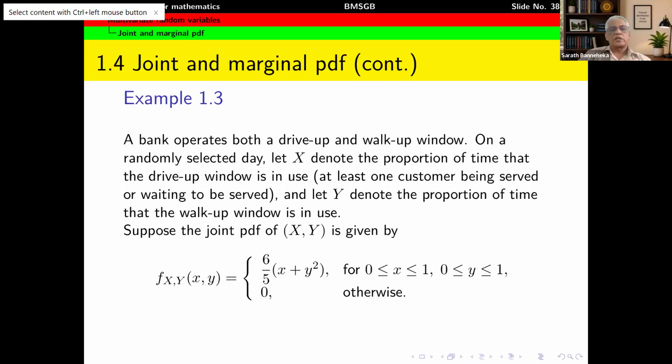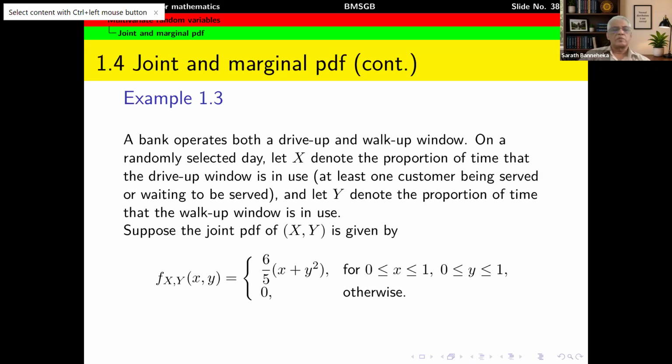On a randomly selected day, let capital X denote the proportion of time that the drive up window is in use. So again, we're looking at proportion. At least one customer being served or waiting to be served, that's what we mean by in use. So X denotes the proportion of time that the drive up window is in use per day. Actually, we are considering a day, right? This X is measured in hours.